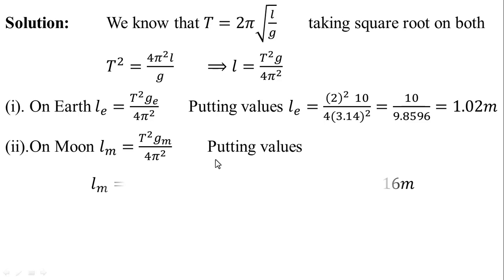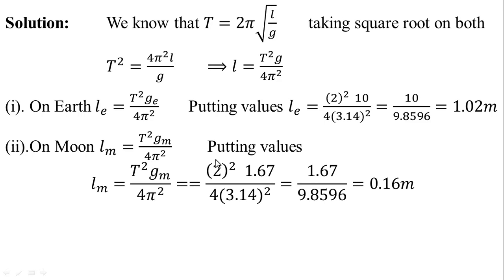Putting the values, length on Moon is equal to T square gm divided by 4π square. Value of T is 2, 2 square multiplied by 1.62 divided by 4 into 3.14 square. 4 cancels out by 4, then 1.62 divided by 9.8596, that is equal to 0.16 meter.